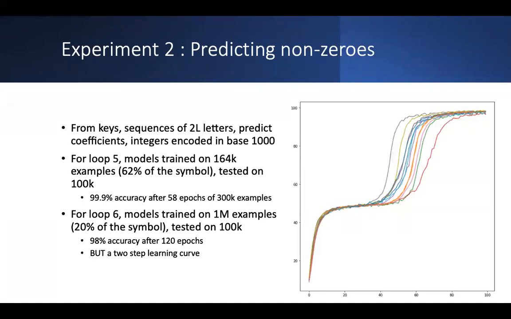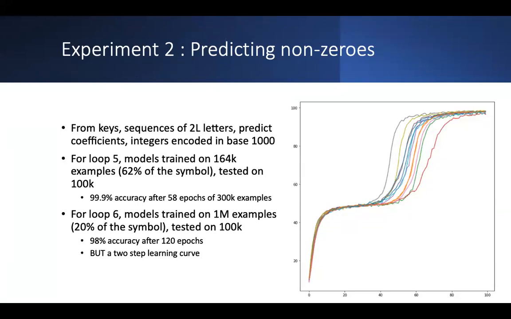So you have keys, a sequence of 12 letters, and you want to predict coefficients, which are integers in base 1000, so that the sequences are short. And for loop 5, if you train on 164,000 examples, that's 60% of the symbol, you can test on the rest, and you predict 99.9% of the symbol. So yes, you can predict. Loop 6 is even more interesting. You train on 1 million examples, that's 20%. You get 98% accuracy. So you don't do everything, but you simplify the problem a lot.